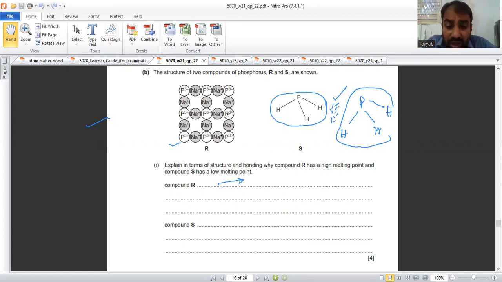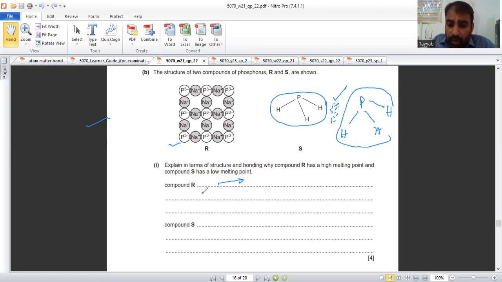And when we talk about the forces in ionic compounds, we have to say electrostatic force of attraction between oppositely charged ions. Because of these strong electrostatic forces of attraction between oppositely charged ions, they have high melting point. Again, I am repeating it.